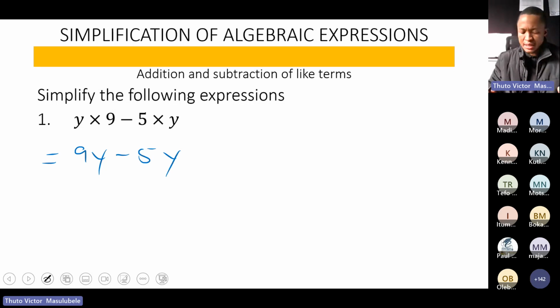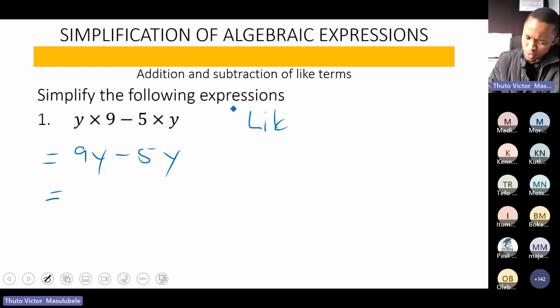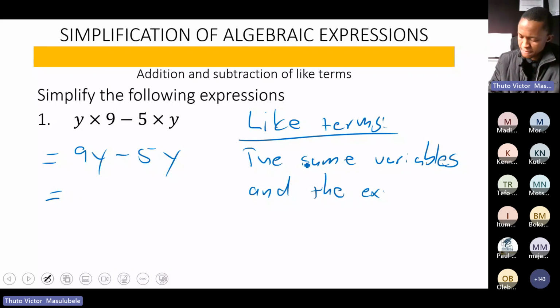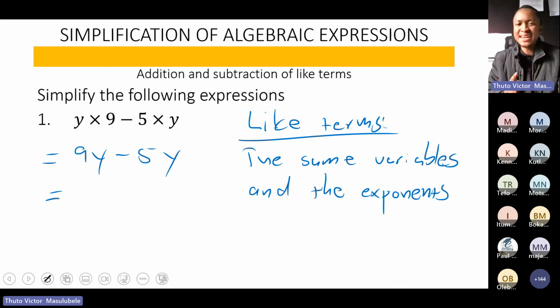Now that we have applied the multiplication operation to our two terms, to our factors, what we need to do now is to combine like terms. And what am I referring to when I talk about like terms? Well, like terms are terms that have the same variables and the same exponents.